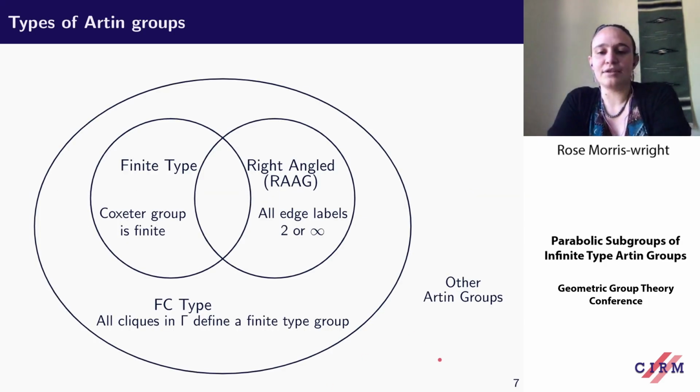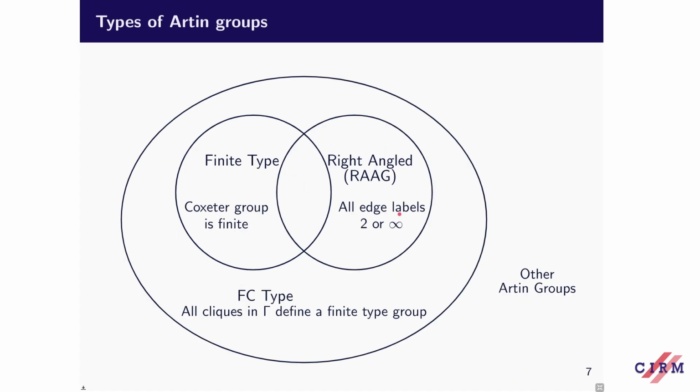And here is my little Venn diagram of different types of Artin groups that you might be interested in. Here's the finite type that I just mentioned in this little circle right here. This is when the corresponding Coxeter group is finite. I already mentioned right-angled Artin groups right here. These are when all the edges that are there in the graph are labeled 2, or there might be some edges that are missing. Sometimes we say that those edges are labeled infinity.